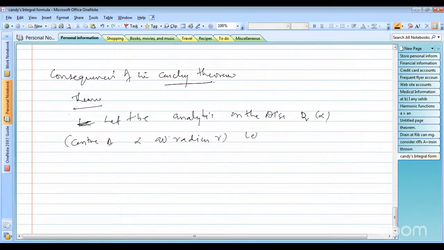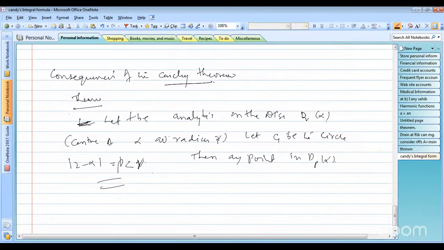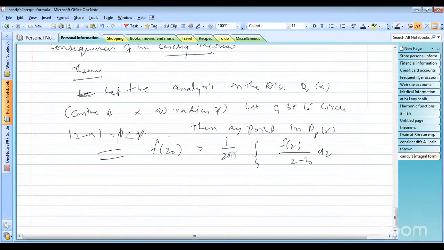Let C1 be the circle, modulus of z minus alpha equal to rho less than r. Then any point, say z naught, in the disk D alpha, we have f of z naught equals 1 by 2 pi i, integral over C1 of f of z by (z minus z naught) dz.